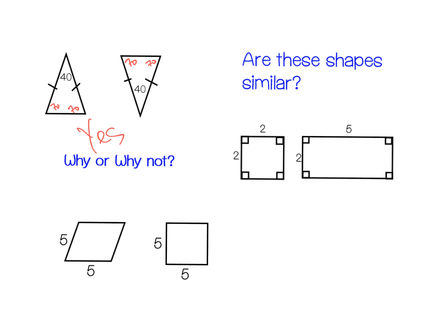When it comes to the rectangles here, my sides are not proportional because if I compare 2 to 2, that's in a ratio of 1 to 1. But then if I compare 2 to 5, that's not in a ratio of 1 to 1. And then finally, the last set, my angles are not going to be congruent, right? Or at least they're not marked congruent, and they don't look congruent either. So these are not similar.